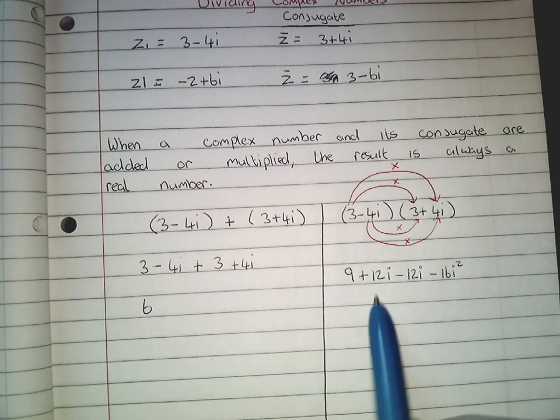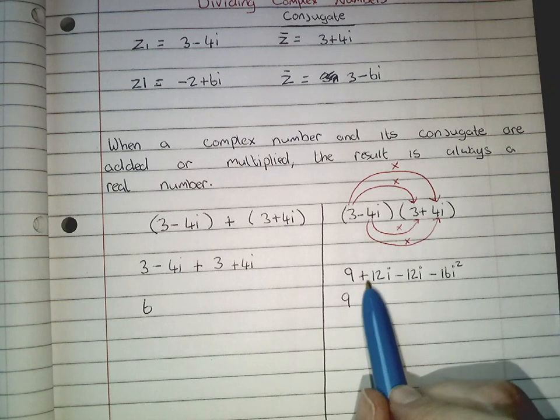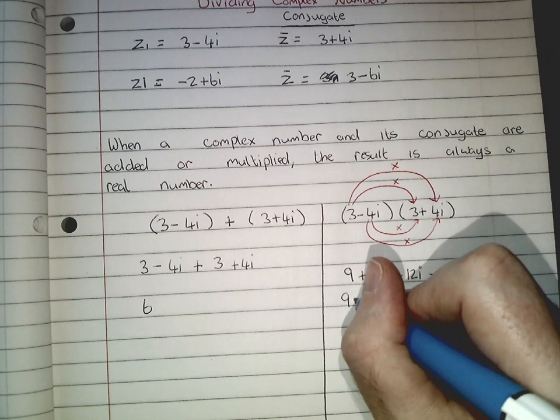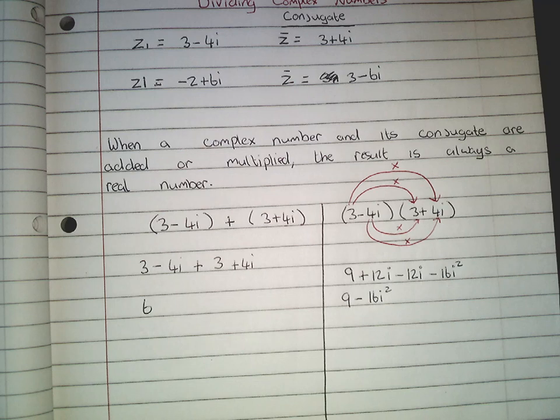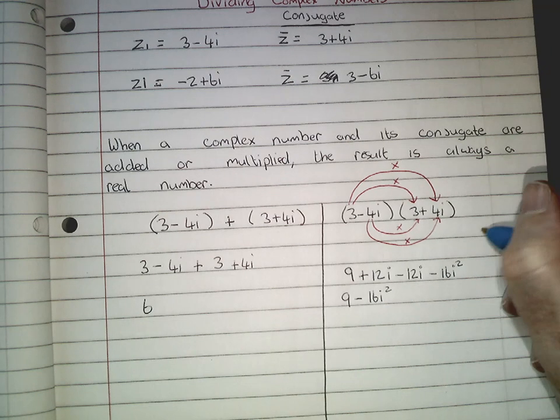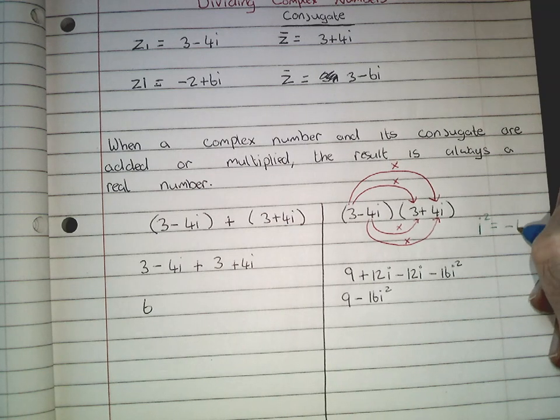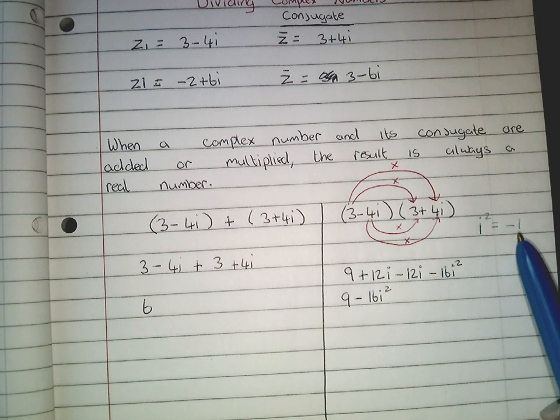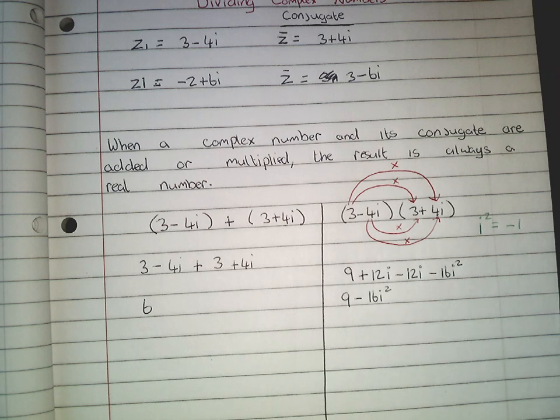What we can do then is collect up the like terms and simplify this a little bit more. So it'll be 9, plus 12i minus 12i, they'll just cancel out, and this will be 9 minus 16i squared. That's what it'll look like. And then remember we have this i squared. i squared is equal to minus 1. Remember, this is something else that you just need to learn off and remember in relation to complex numbers. We can substitute this minus 1 value into this expression here.